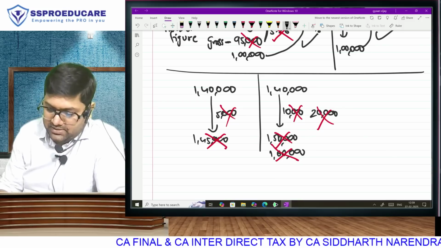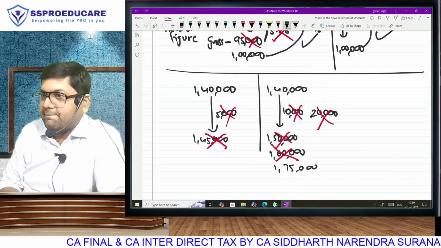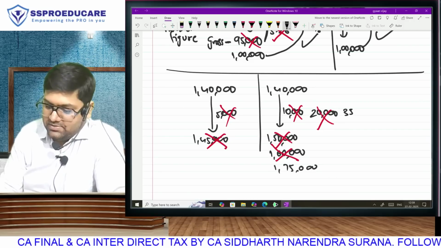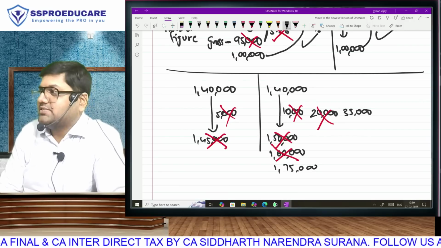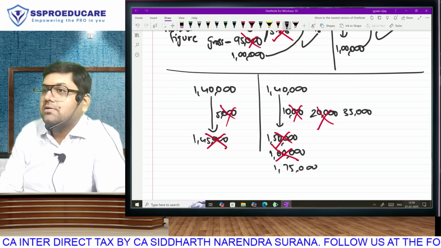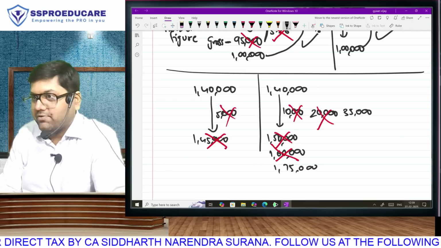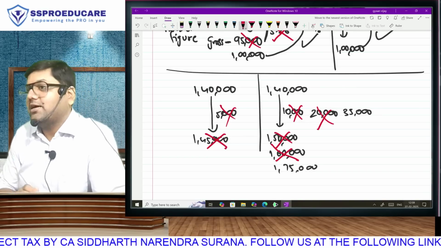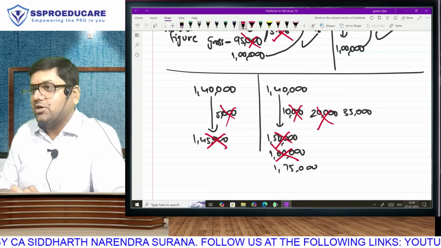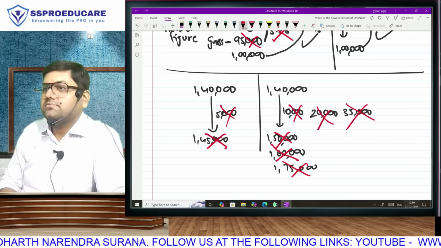1 lakh 75,000. What difference are you getting? 35,000. 35 upon 1 lakh 75,000. You are getting 20%. But yes, you are getting a round figure. But this is still, as I told you already, a risky case. Risky because your answer may not always be right. Your answer is still wrong.